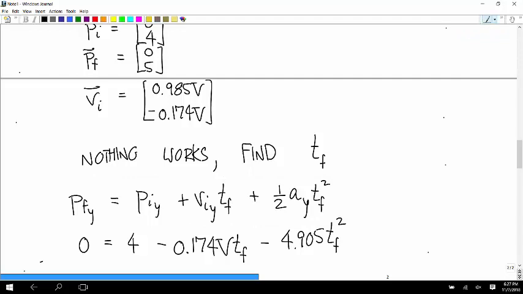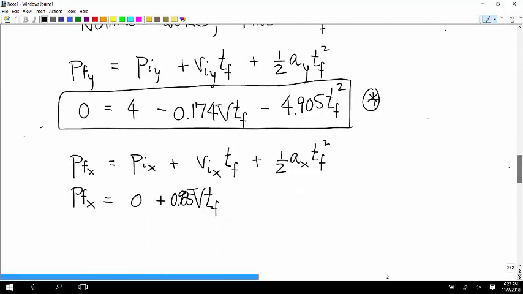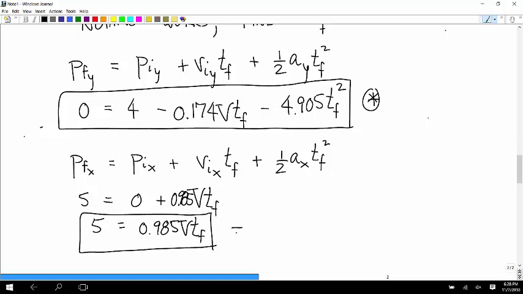Take the one with the value subbed in. So we know this equation is true, but it has two unknowns, so we can't solve for it. We also know that this equation is true. This should be 5. So now you can rearrange this one. So 5 is equal to 0.985 VTF. But now you have this system of two equations for two variables, V and TF, and you can solve it.